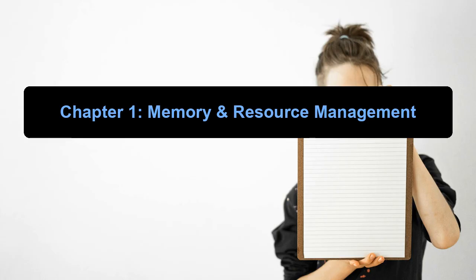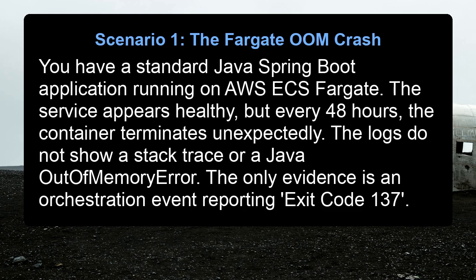Chapter 1. Memory and Resource Management. Scenario 1. The Fargate OOM crash. You have a standard Java Spring Boot application running on AWS ECS Fargate. The service appears healthy, but every 48 hours, the container terminates unexpectedly. The logs do not show a stack trace or a Java out-of-memory error. The only evidence is an orchestration event reporting exit code 137.